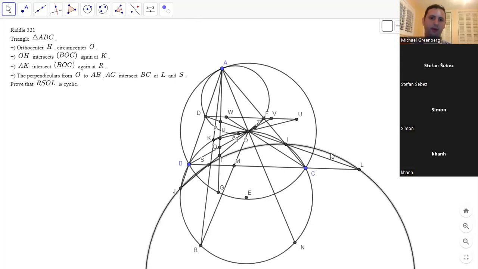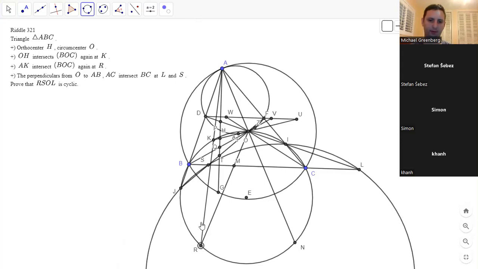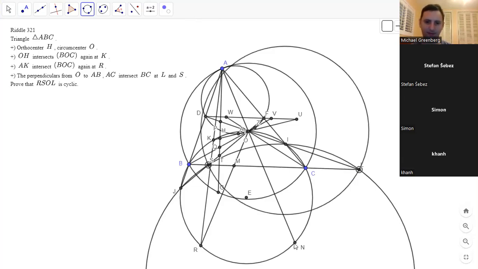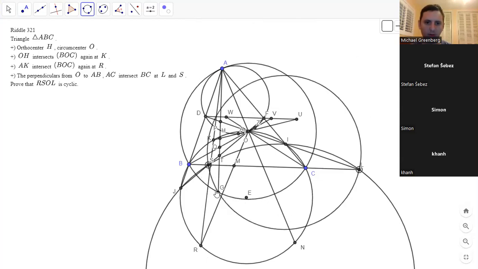So we know JSIL is cyclic. We want to show RSOL is cyclic. Any other circle through S and L? Let's see. It almost looks like this is cyclic, but I don't think so.